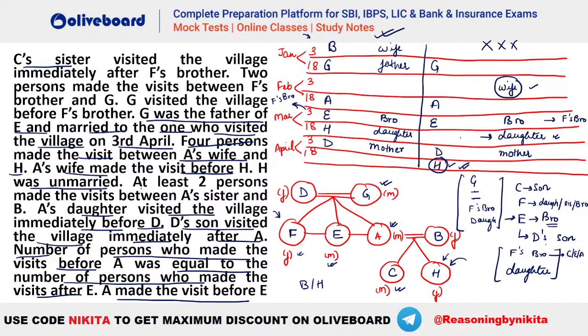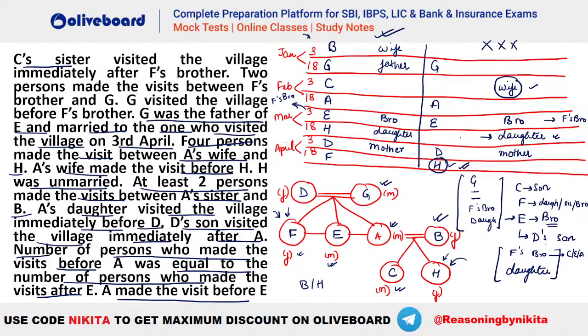There was one piece of information which said that at least two persons are there between A's sister and B. So there has to be at least two persons between A's sister and B. B is this person. A's sister is who? That is F. So there should be at least two persons between B and F. That means F cannot be in the third position, right? Else there will be only one person. That means F has to be here. And if F is here, the remaining one will be for C.